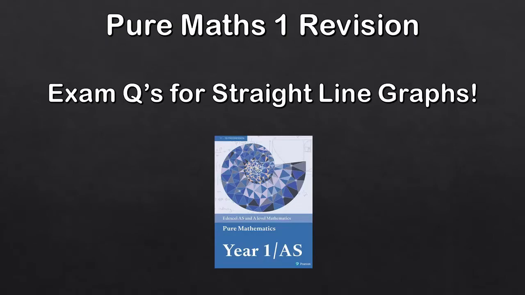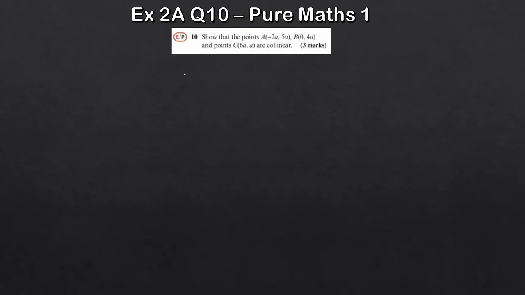Today we're taking a look at some AS content using the Year 1 textbook. We're taking a look at straight line graphs. So let's take a look at what we've got for this first question here. From the very first exercise for this chapter, exercise 2a, question 10, we're given 3 points, A, B and C, and we're asked to show that these points are collinear.